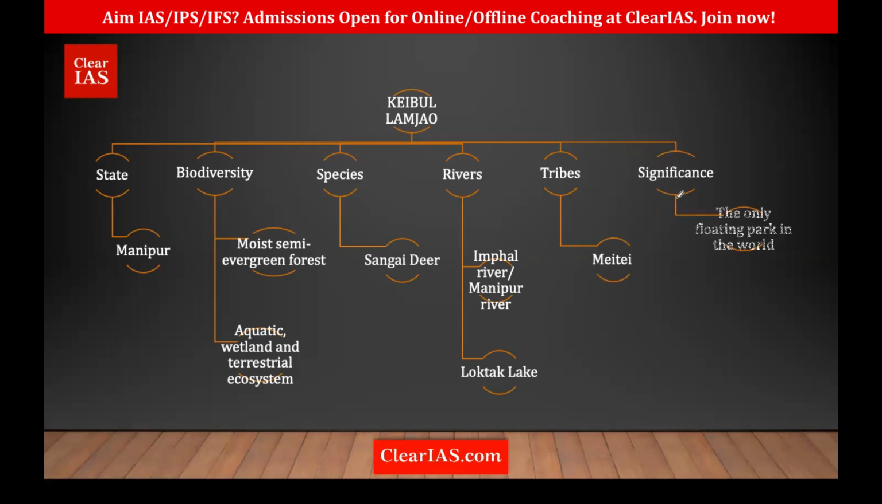And its significance includes, yes, it is the only floating national park in the world. Apart from that, it is a Ramsar site and also it is a part of the Montreux Record. Okay, so there are only 2 sites in the Montreux Record. The Montreux Record is a subcategory of Ramsar sites. Earlier there were 3, but now there are only 2. That is, we have Keibul Lamjao and Keoladeo Ghana. Keoladeo Ghana is in Rajasthan. So we see that next. But from the northeast, it is Keibul Lamjao. And from the west, that is Rajasthan, we have Keoladeo Ghana.